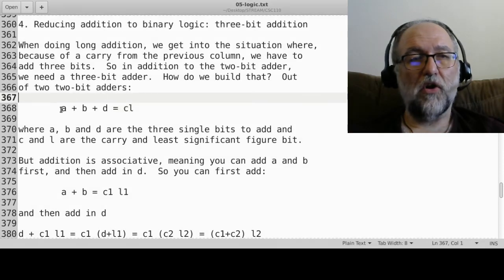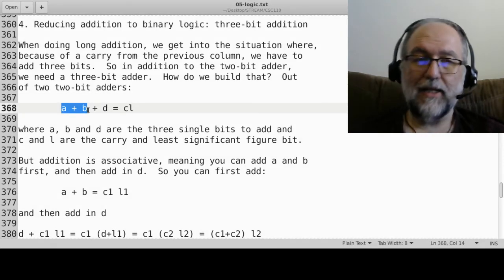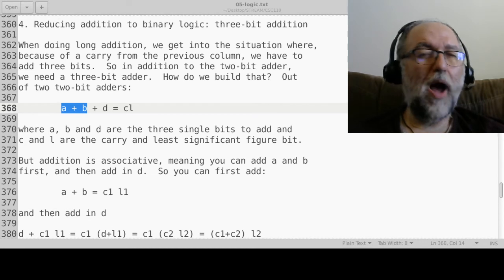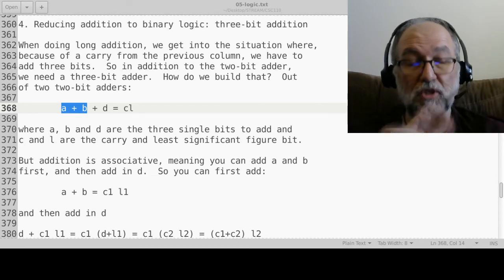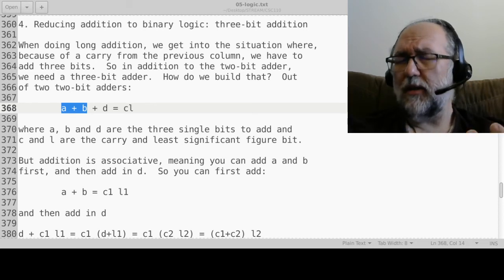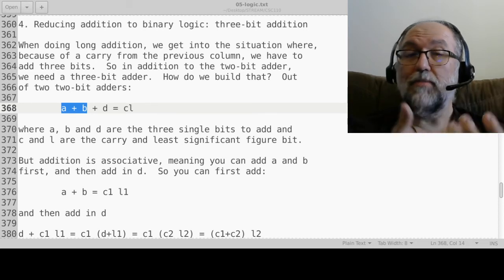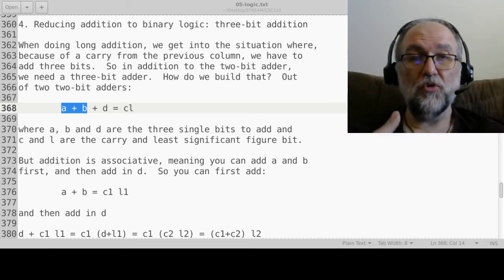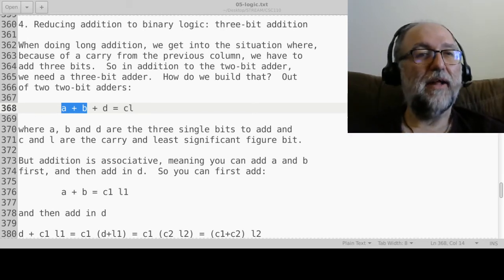But this addition here, I'm adding three bits, but what I can do is add two bits first and then add in the third one. Now, why would I want to do it that way? Because I have a machine that adds two bits. We just designed it. I don't have a machine that can do three bits, but I can build the three-bit adder out of two two-bit adders. Let's see how that's done.